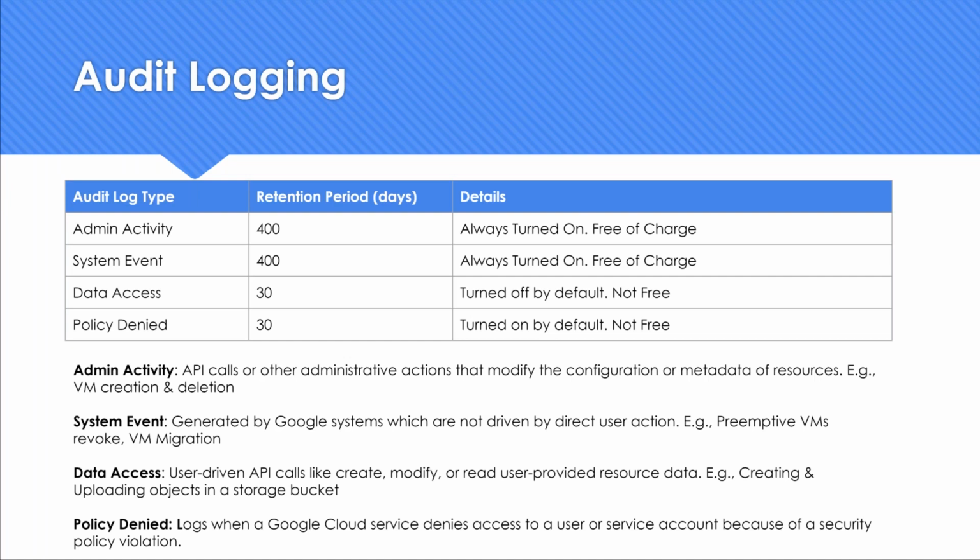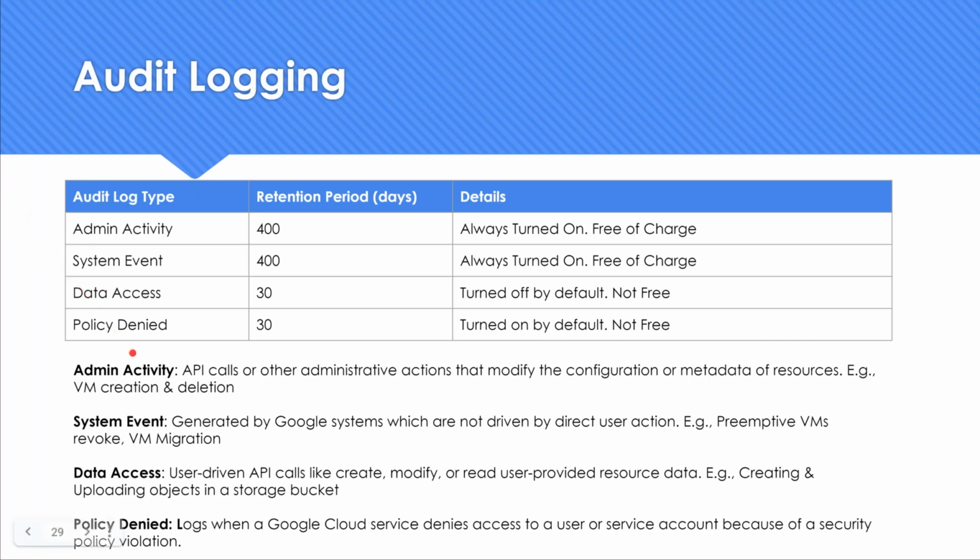Bucket creation and bucket deletion are automatically captured because that's the admin activity log. But inside the bucket, if somebody is trying to access or view an object, and you want to capture that kind of information, you have to turn on something called data access log. Only for one service is this turned on by default, which is BigQuery. For every other product, it is not turned on. You have to turn it on yourself.